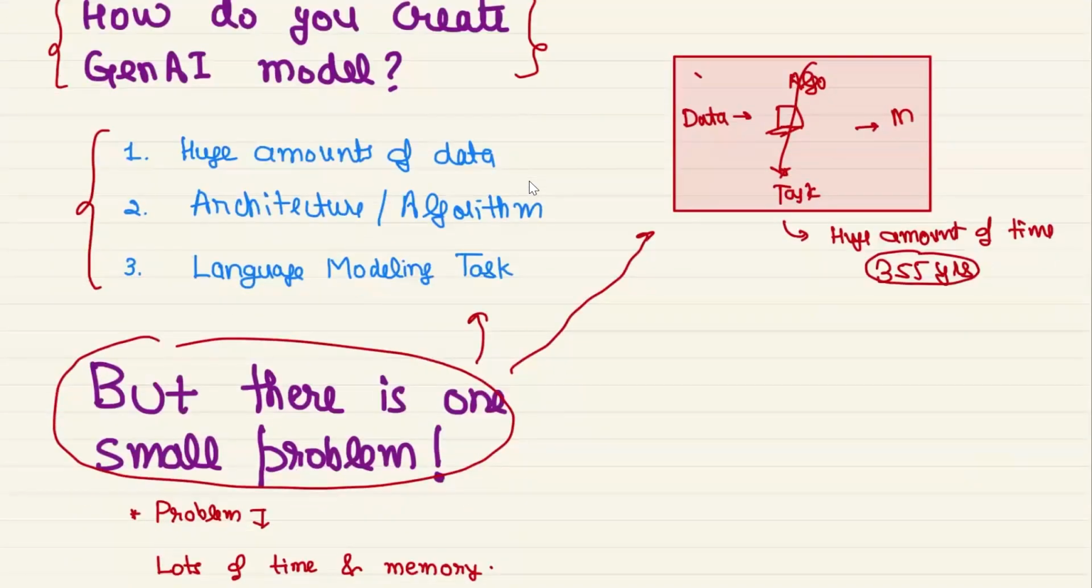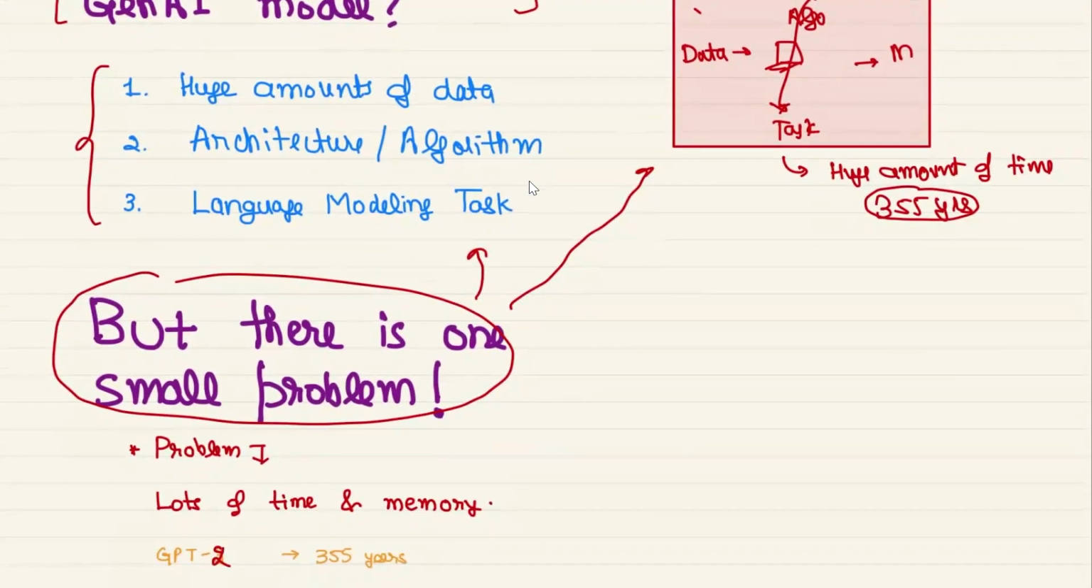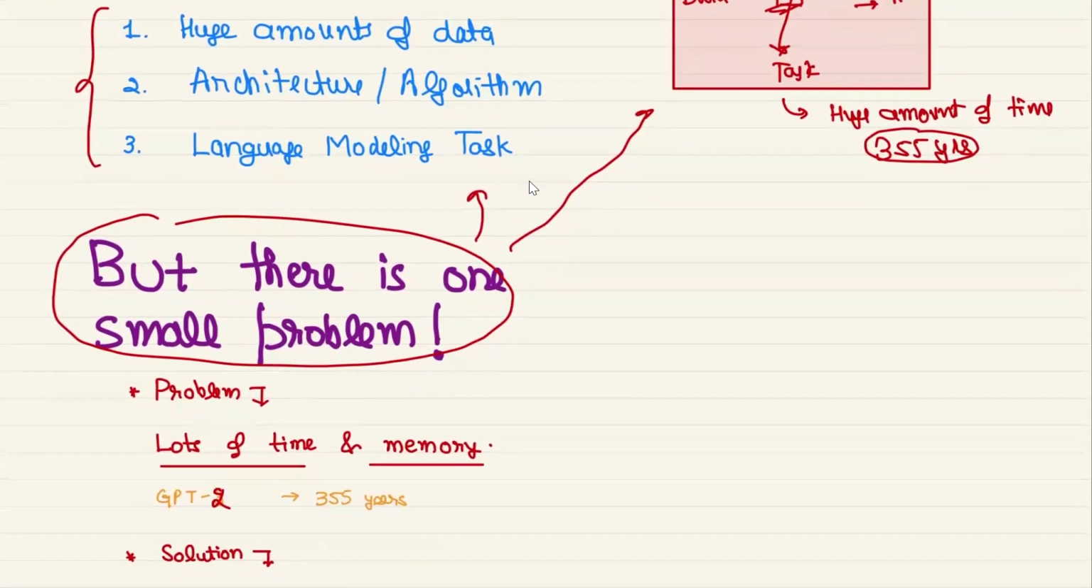Do you agree this is a big problem? Isn't it a big problem? Yes or no? It is a big major problem. You require a lot of time and a lot of memory in order to build a model like GPT-2. What is the solution to it? Some of you were saying GPUs, supercomputers, good hardware, cloud computing.